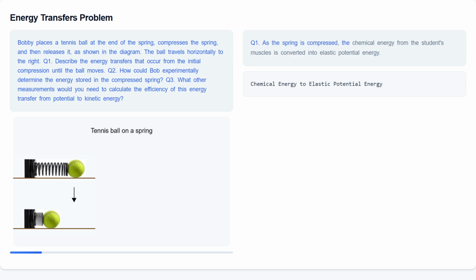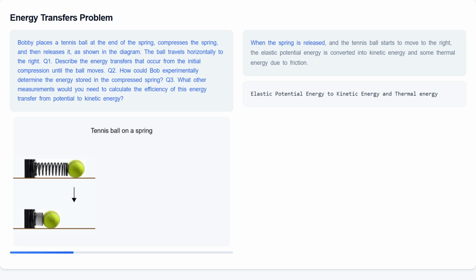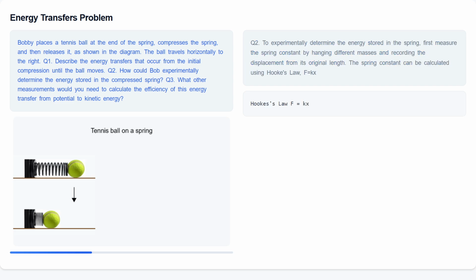Q1. As the spring is compressed, the chemical energy from the student's muscles is converted into elastic potential energy. When the spring is released, and the tennis ball starts to move to the right, the elastic potential energy is converted into kinetic energy and some thermal energy due to friction.